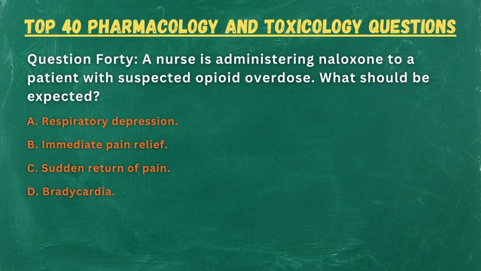Question 40. A nurse is administering naloxone to a patient with suspected opioid overdose. What should be expected? A. Respiratory depression. B. Immediate pain relief. C. Sudden return of pain. D. Bradycardia. Answer: C. Sudden return of pain.